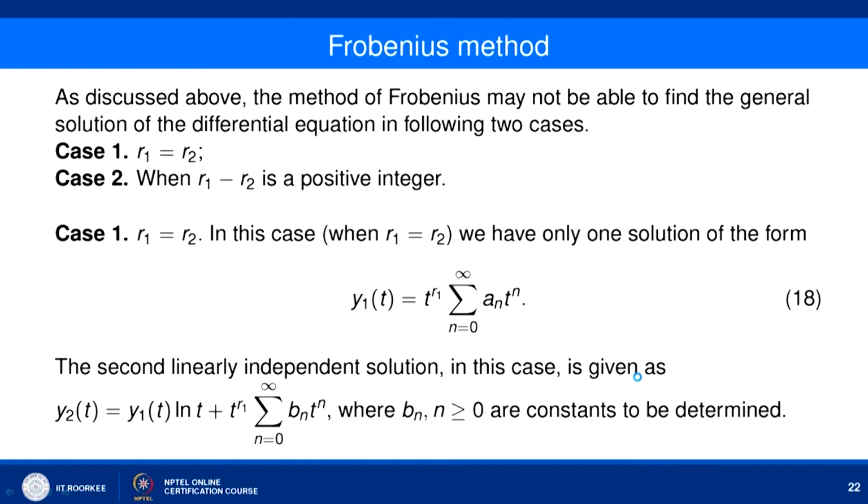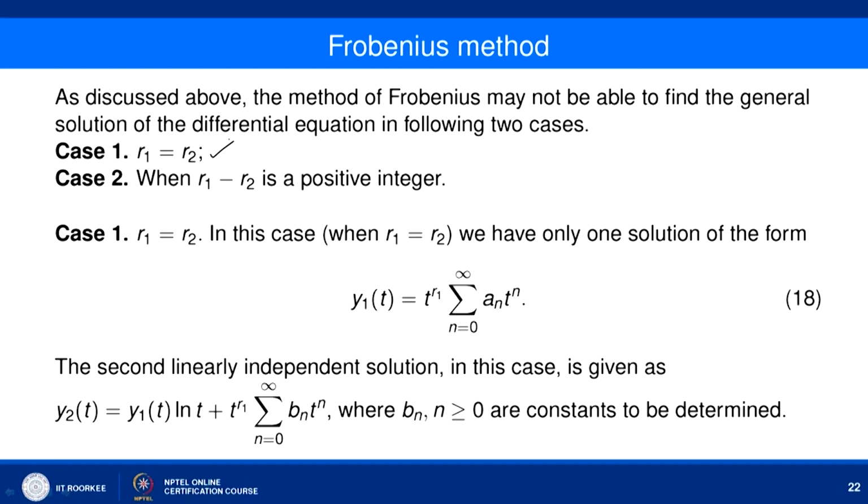Okay. Now, as we have discussed earlier, the method of Frobenius may not be able to find the general solution of the differential equation in the following two cases. When r1 equal to r2, then we may not find two Frobenius series solutions. It means that of course, one series solution will be given, but the other may not be of the Frobenius series form. Similarly, when r1 minus r2 is a positive integer, here also we have a possibility that one solution is given in terms of series, but the other solution may not be given in Frobenius series form. So, let us consider these cases.